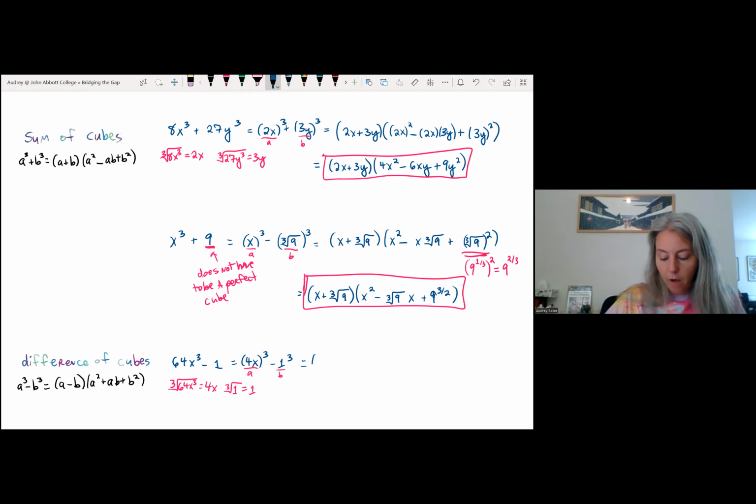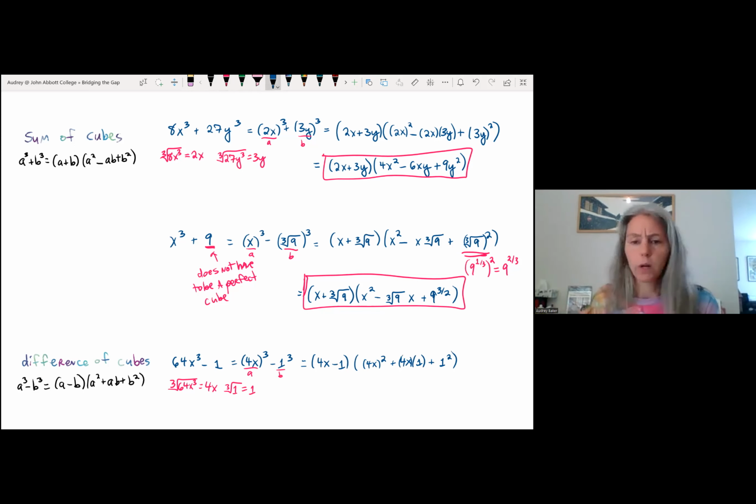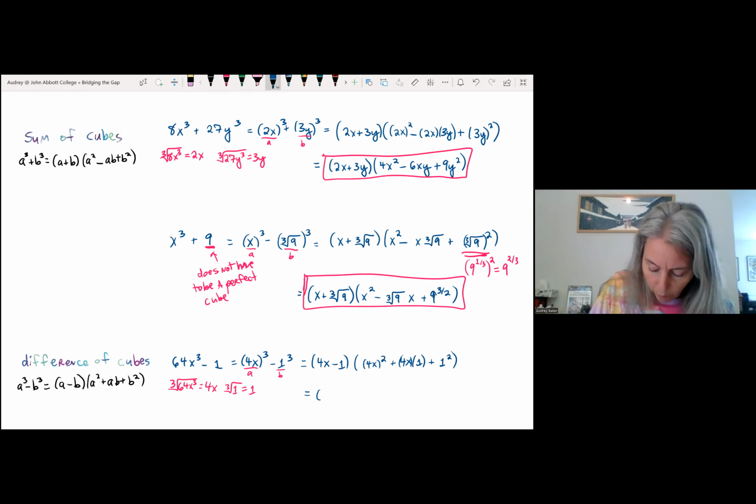So we have 4x minus 1 times 4x squared plus 4x times 1 plus 1 squared. And then we'll just square things out, make this a little bit prettier to get 4x minus 1 times 16x squared plus 4x plus 1. And that is my final answer.